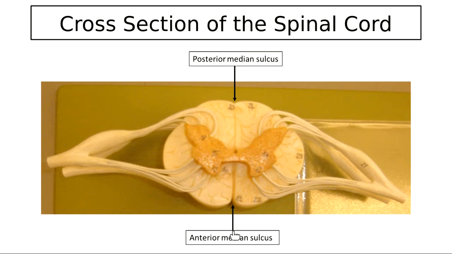Now, some books use fissure, some use sulcus, and some use one as a sulcus and one as a fissure, so they're both the same thing. The anterior is a deeper groove on the anterior surface of the spinal cord, on the front. So this is the back side, this is the front side. Dorsal, ventral, posterior, anterior.